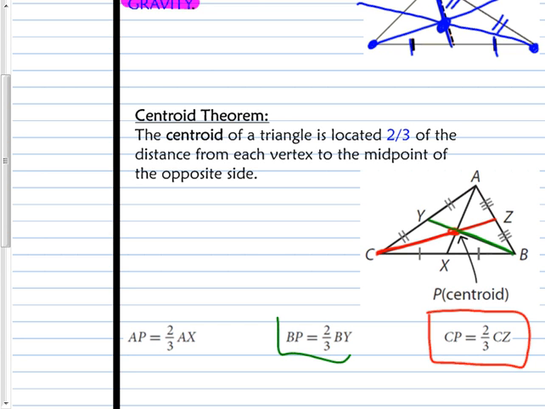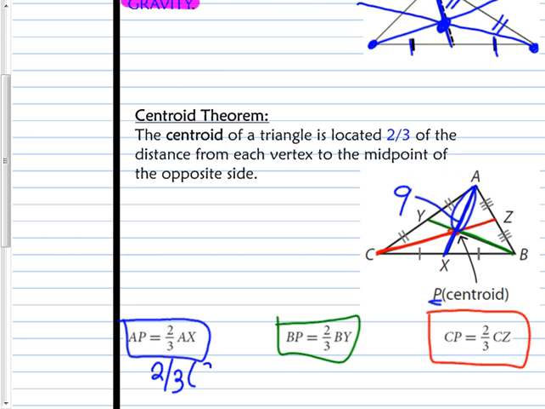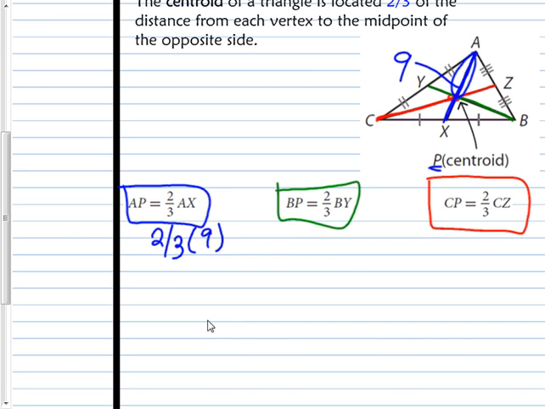And that's the green one I just drew. Or if I was looking for AP, A to P, which P is the centroid, is 2/3 of the distance of A to X. So for example, if AX, this whole entire blue line, was 9, how would I find just AP? Well, it's 2/3 of it, so AP is 2/3 of 9. Okay, and then we just simply solve that equation. So 2 times 9 is 18 over 3. 18 divided by 3 is 6, so AP would be 6. And we will just plug that in.